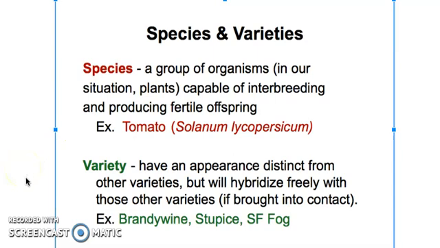Variety. So varieties are things that have an appearance that is distinct from other varieties. These will often hybridize freely, which means that the offspring are a mix of the 2 parents. So some common tomato varieties are Brandywine, Stupice, and in our area, the San Francisco Fog. Each of these varieties looks different. Some of them might be yellow tomatoes, and some of them might be pear-shaped, but they're all actually tomatoes, but they have distinct characteristics, or as we would say, phenotypes, the way that they look.